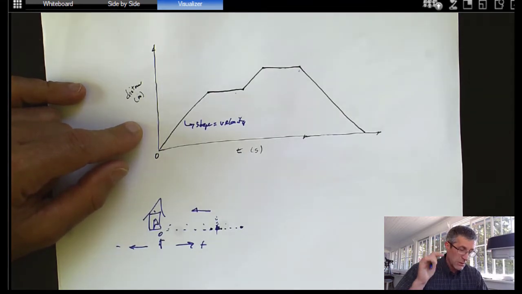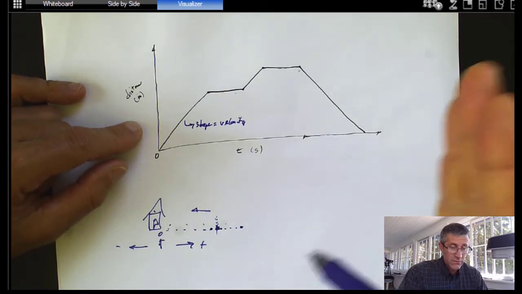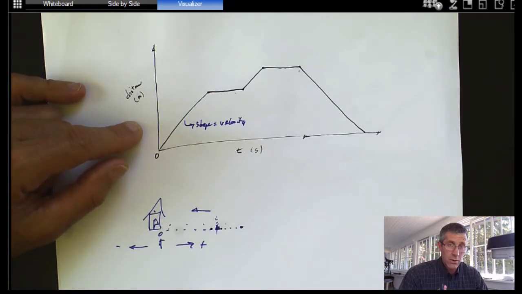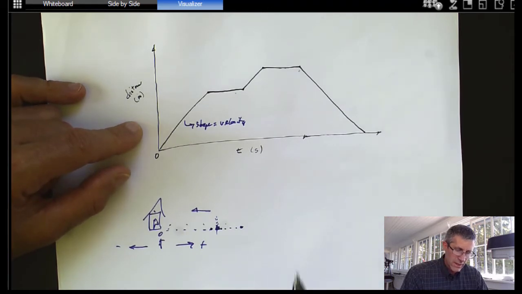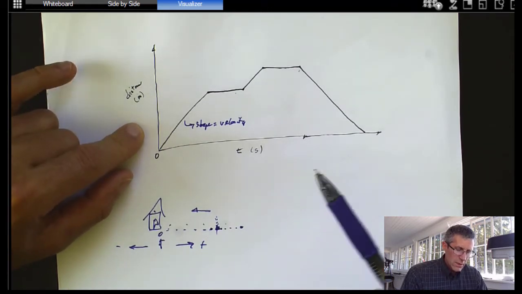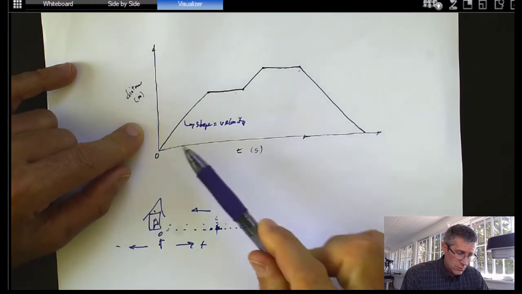And this is especially going to be true when we get to acceleration. So I can have positive velocity, negative acceleration. I can have negative velocity and positive acceleration. These things happen all the time, but you just have to think through it. So anyway, that's the slope. The slope tells me something useful.